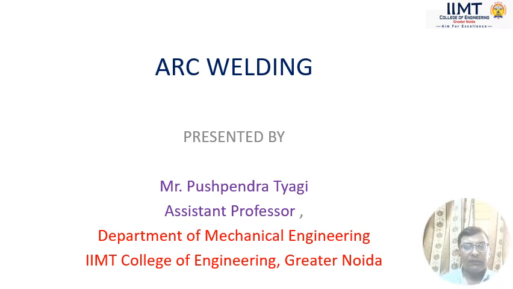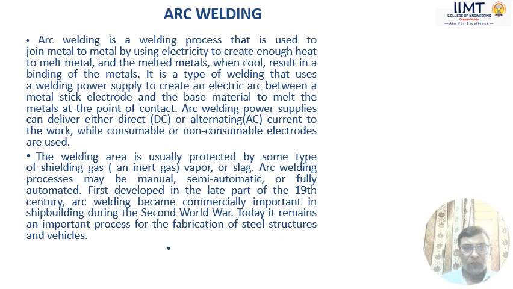Now we will discuss the arc welding process. Arc welding is a welding process that is used to join metal to metal by using electricity to create enough heat to melt metal, and the melted metals, when cooled, result in binding of the metals. The metal after cooling is solidified. This is the region where the metals bind with each other.